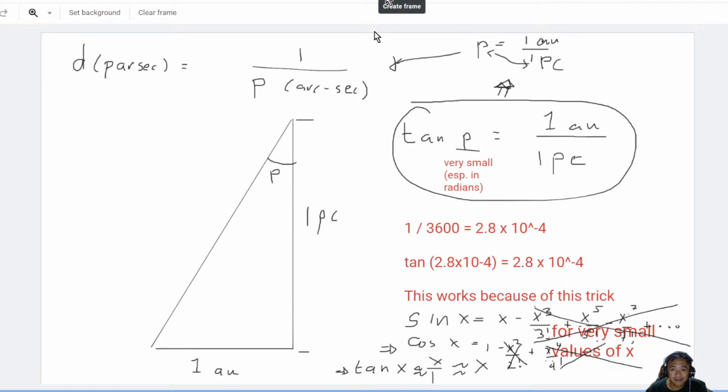I thought I was looking for distance, so now I'm looking for the angle. So either you're given the distance in parsecs and you can determine the angle, or you're given the angle and you can determine the distance in parsecs, all by doing this trick. Just swap it around. This is called the parallax. That's why it's called p, for the parallax angle. Let me note that here: p is parallax angle.